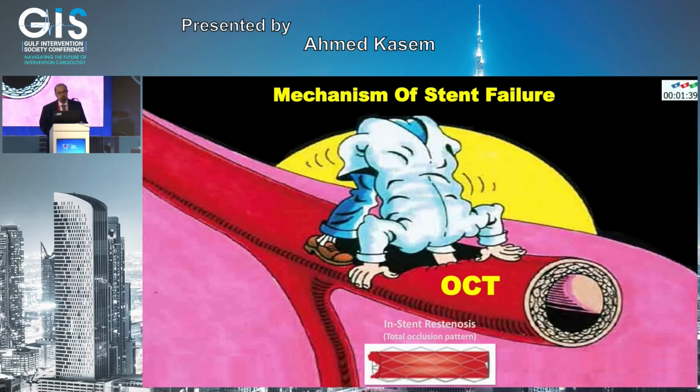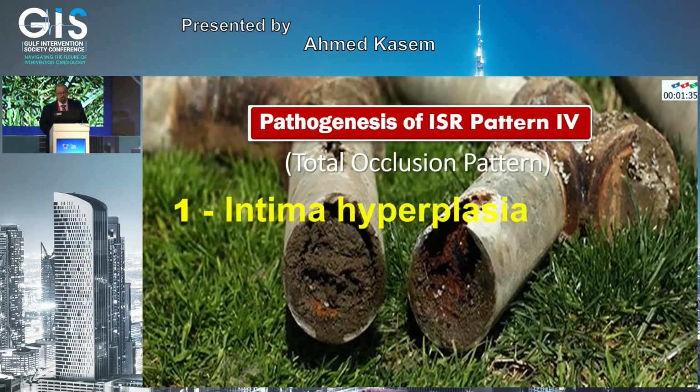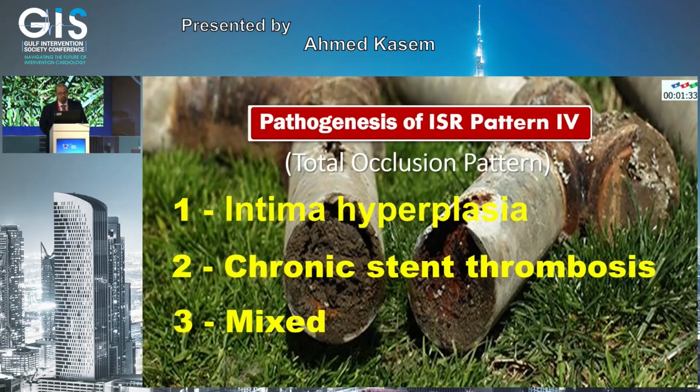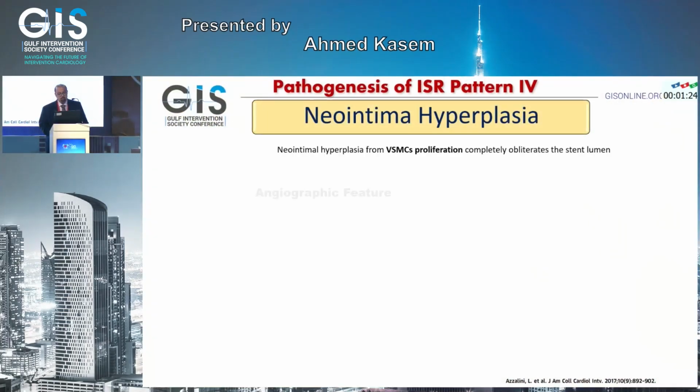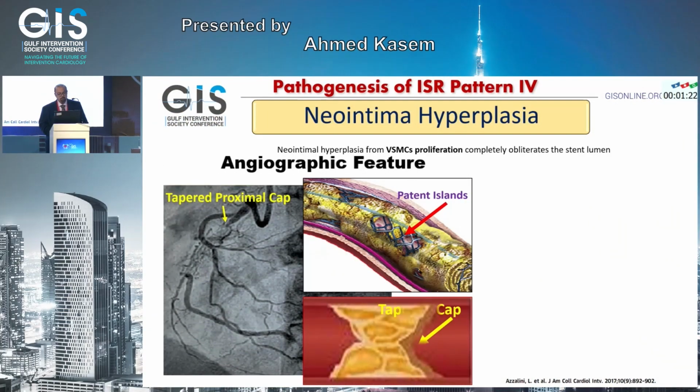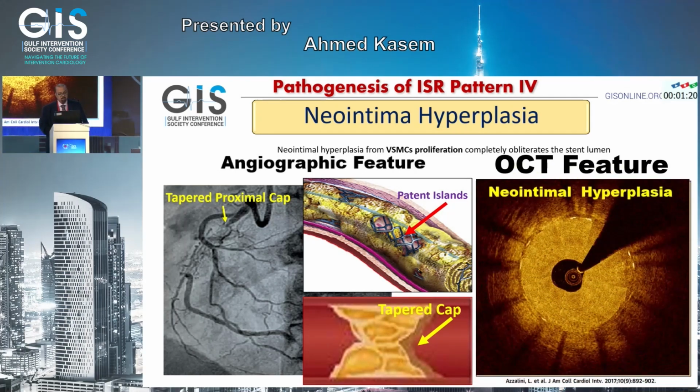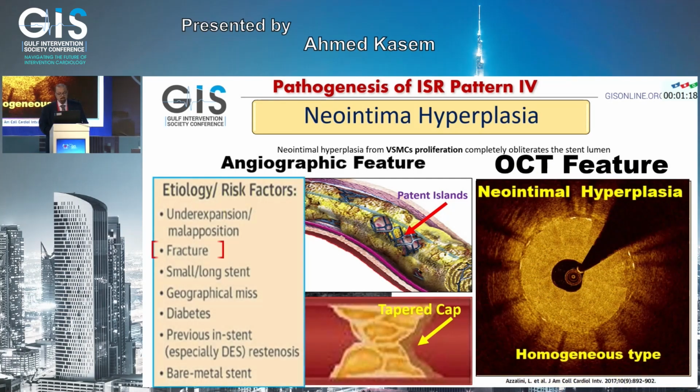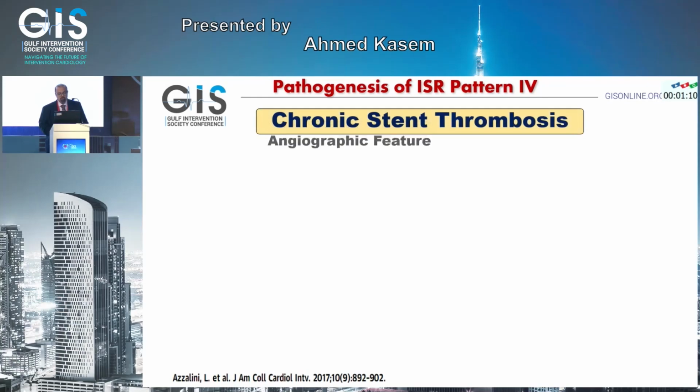So the role of OCT in recognizing the stent fracture is crucial. And of course, it can easily determine the pathogenesis of the total occlusion pattern of a stent: restenosis, intima hyperplasia, chronic stent thrombosis, or a mix. From the literature, we know that the new intima hyperplasia is proximally tapered with patent islands inside, and the presence of fracture is one of the most important predictors of stent fracture and also stent thrombosis.